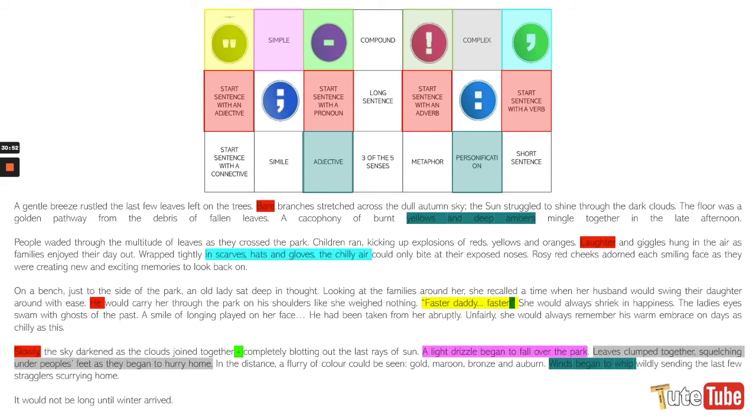So what I'd like you to do is look back on your response and see if you can identify exactly where you've used specific punctuation, different sentence openers, and sentence types and lengths. Pause the video now and spend about 5 minutes on that.